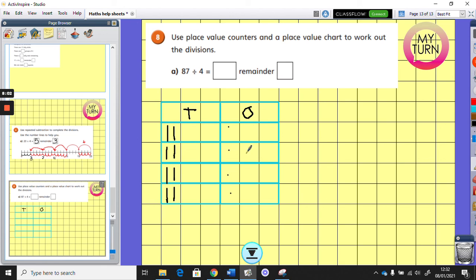And then I need to think, I'm not going to fit another 1 in each because that would be 8 and it's only 7, okay? So 1, 2, 3. So we've got 22, 4, 6, 8, 81, 82, 83, 84. So 85, 86, 87. So we've got 3 left over. So have a little think. What's our answer going to be?